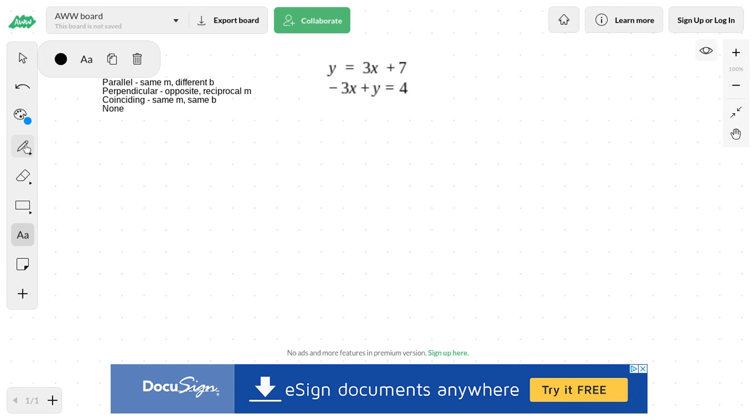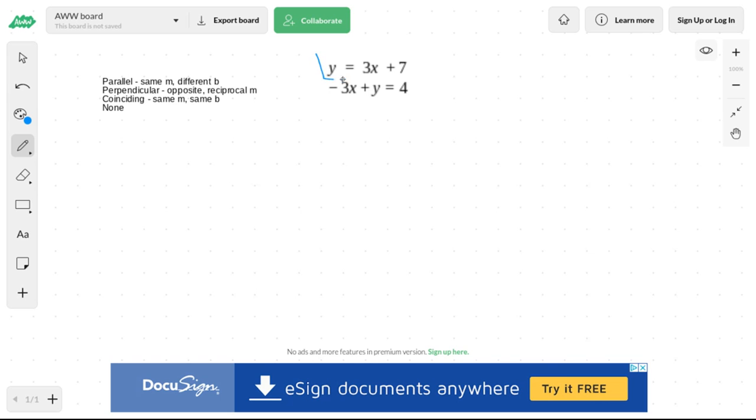So the first thing I want to do is I want to get both of these into slope-intercept form, so y equals mx plus b. And I noticed that right away, this top one is already in y equals mx plus b. So this one is good.